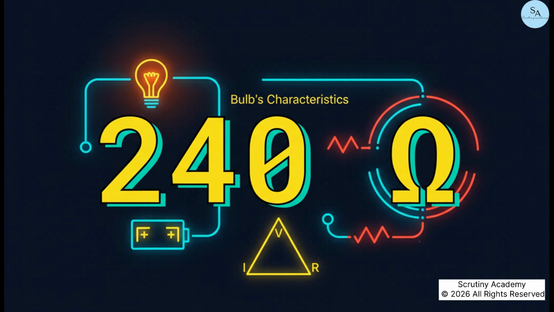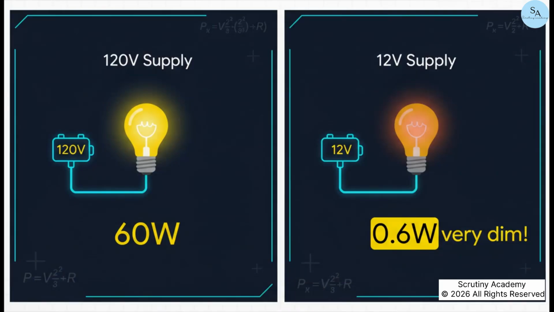See? That rating isn't just a label, it's a secret code that tells you the fundamental electrical properties of the bulb. And this is why getting the voltage right is so incredibly important. Let's say you take that same 240 ohm bulb and connect it to a little 12-volt battery. Well, the power output absolutely collapses, down to just 0.6 watts. You would barely even glow. The bulb's resistance is fixed, but the power it actually delivers, how bright it gets, is totally dependent on the voltage you feed it.